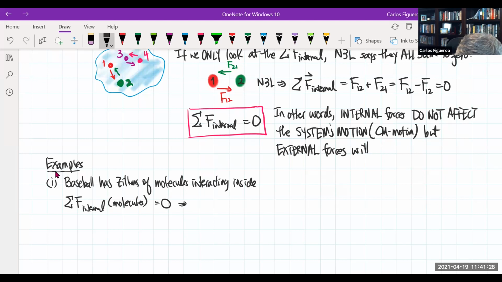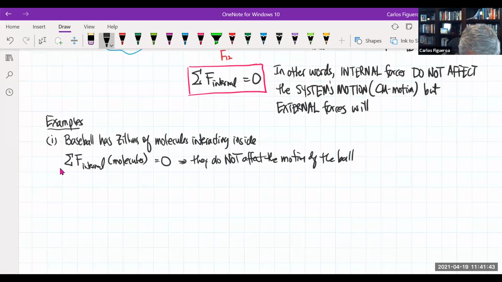So therefore, they do not affect the motion of the ball. So now we take a baseball, and what we're going to do here is that now one throws it for projectile motion.